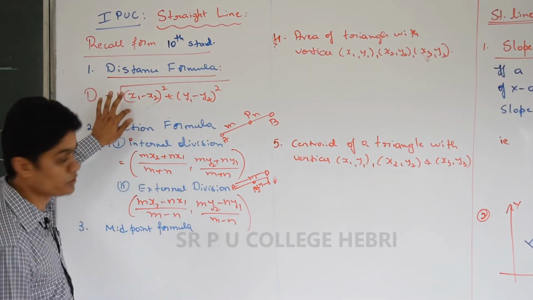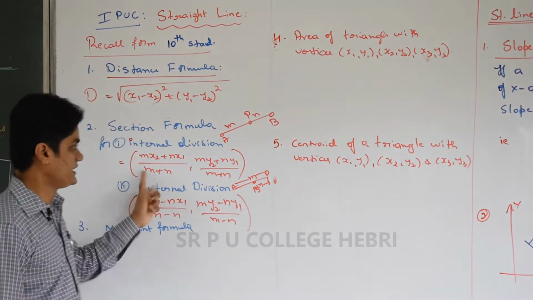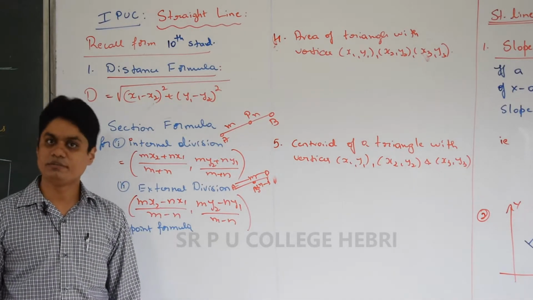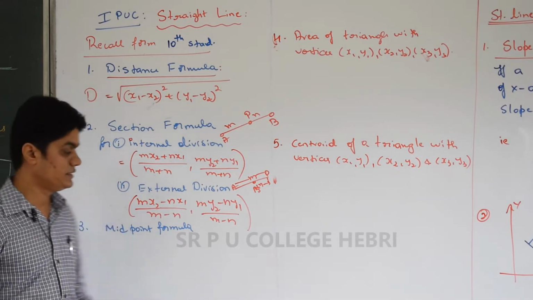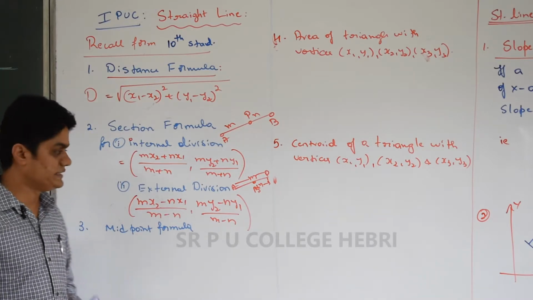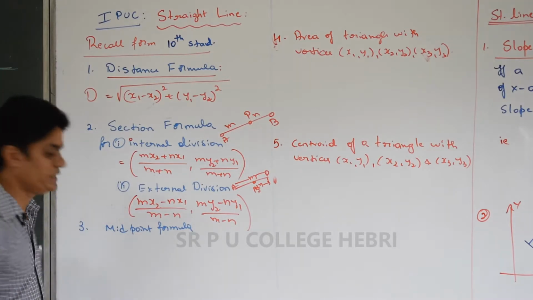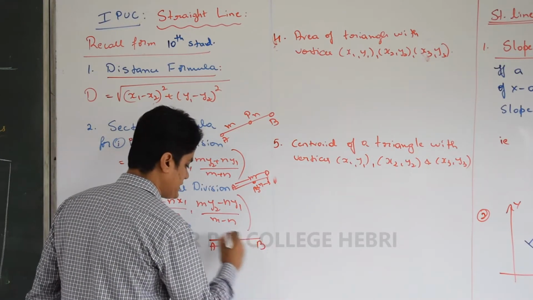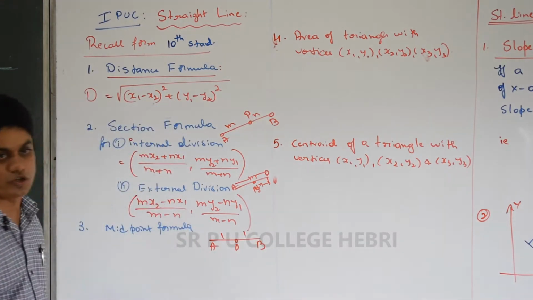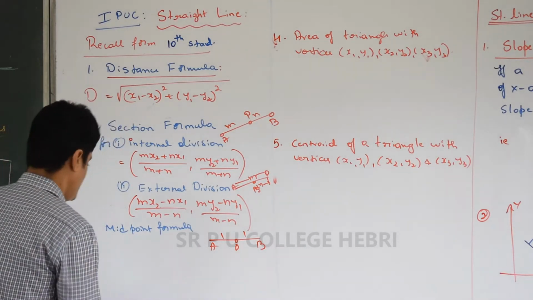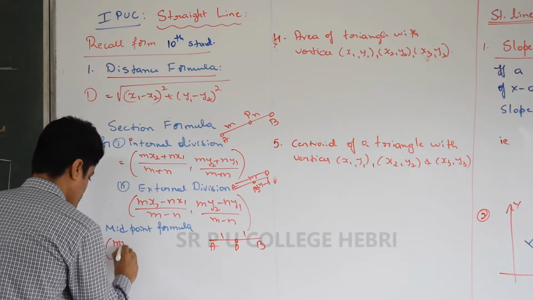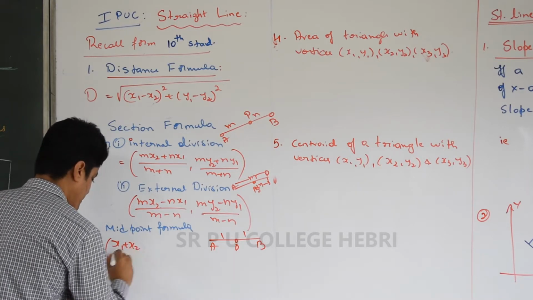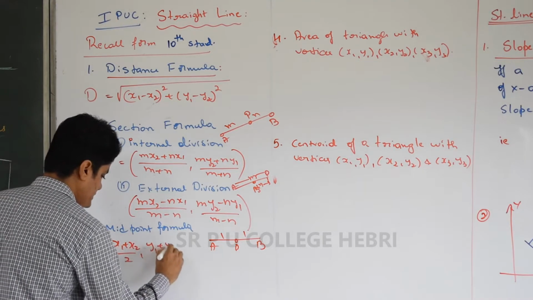The distance formula is over. I hope you remember this, the section formula for internal division and the section formula for external division. One more formula you learn in 10th standard is the midpoint formula. What do you mean by midpoint? The point P divides AB internally in the ratio 1:1 or 2:2, that is m is to n with m equal to n. The formula is (x1 plus x2) by 2, comma (y1 plus y2) by 2.